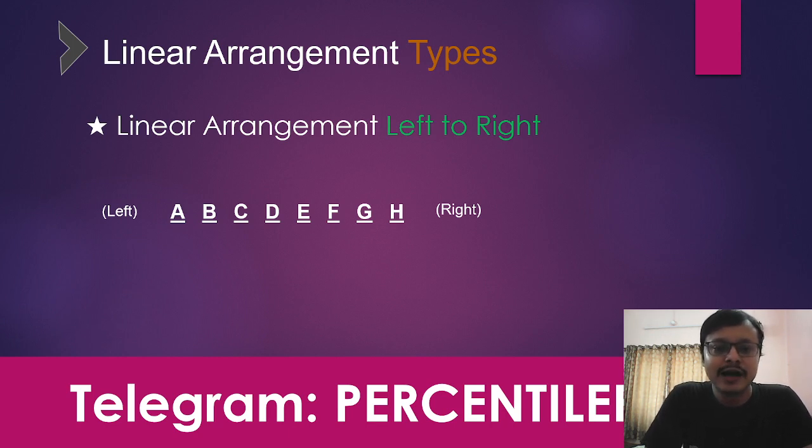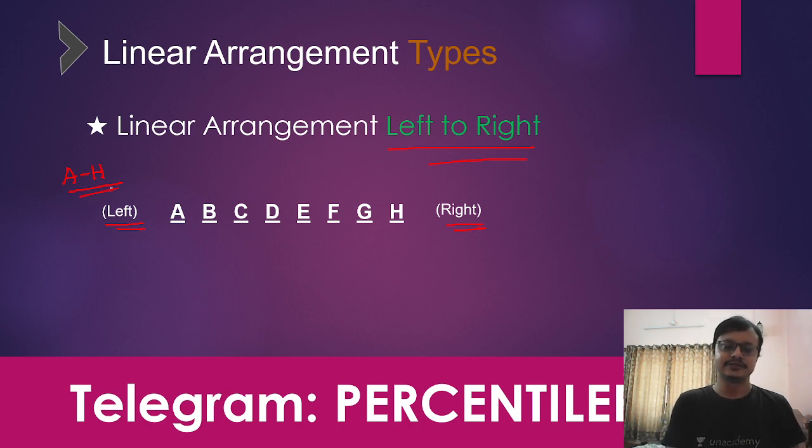So let us first look at what are the various types of linear arrangement. The very basic type of linear arrangement is the one where you arrange objects or people in a sequence from left to right. This is an example where, as you can see, there are 8 people from A to H who are arranged in a linear sequence from left to right.